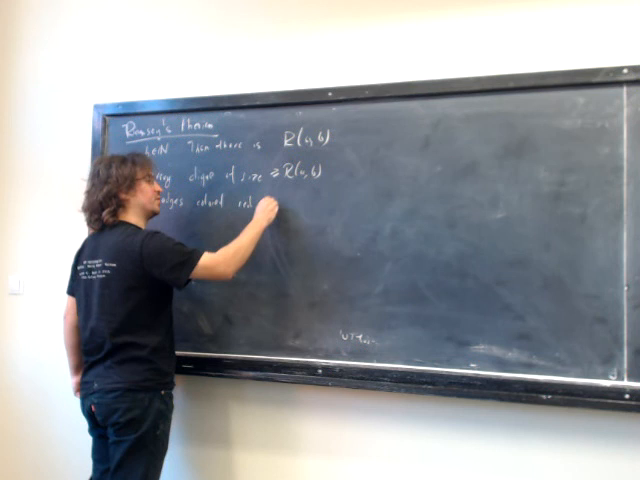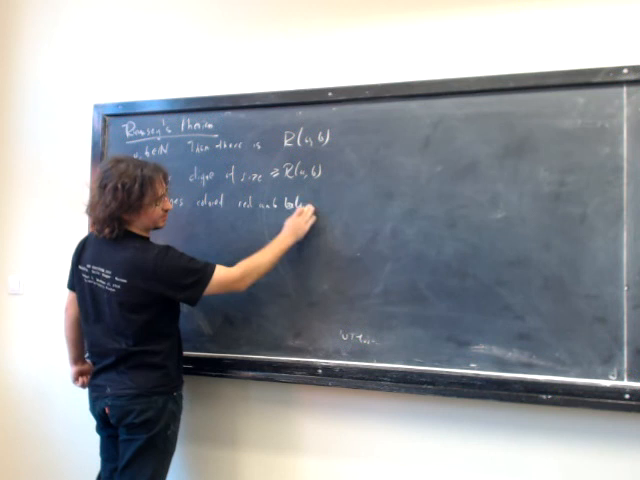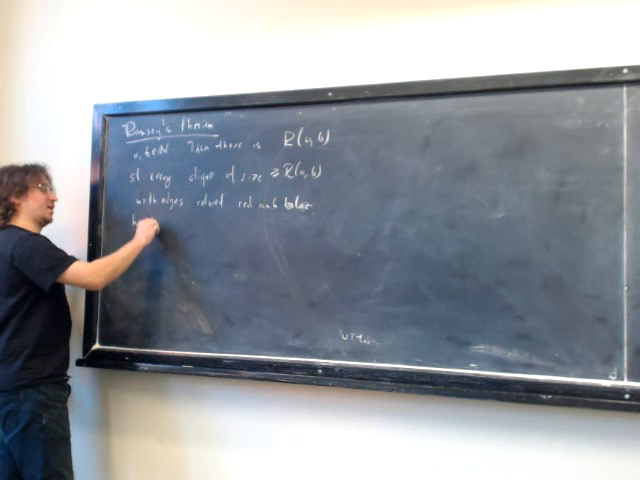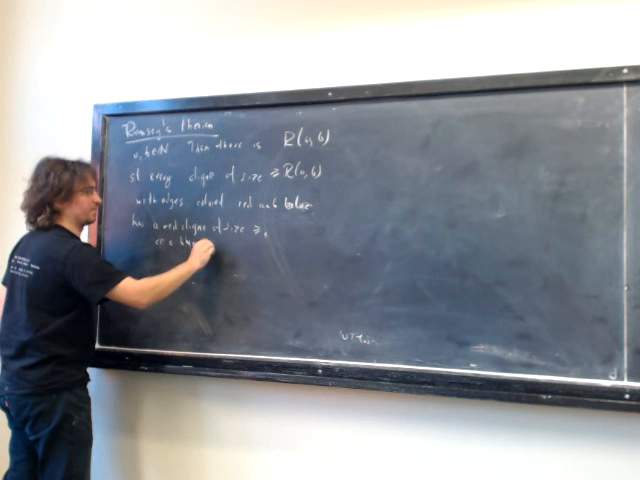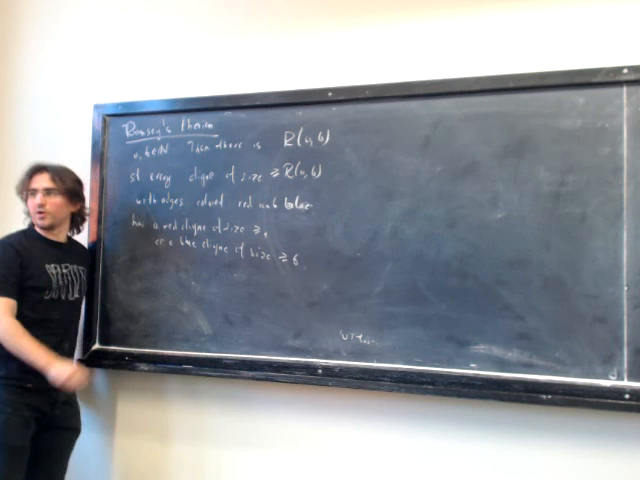And blue. Is this really blue? Blue. Okay. Has a red clique of size at least A, or a blue clique of size at least B. I hope that all of you have seen a statement like that before in your life.